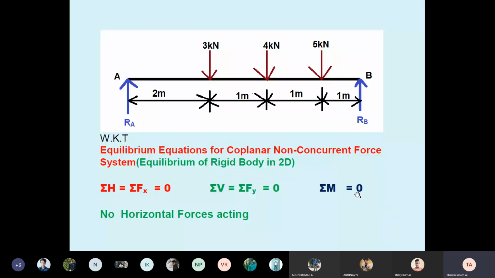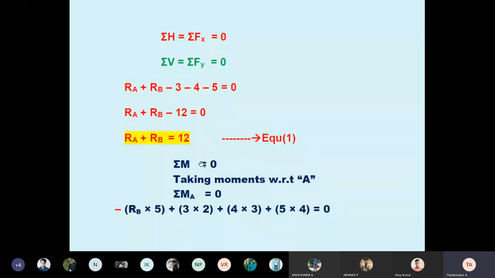So I am using the third equation, summation of M equal to 0. First you have to choose a reference point. For this type of problem, always choose the reference point at the first support. Here there are two supports: A with reaction RA and B with reaction RB. You can choose A or B, but here I am always using support A. So I take moment with respect to A, summation of M equal to 0.